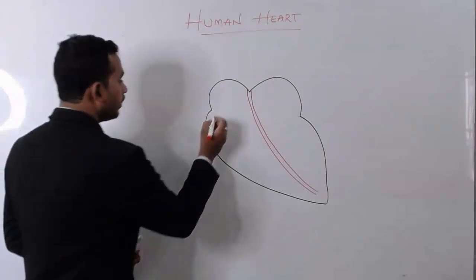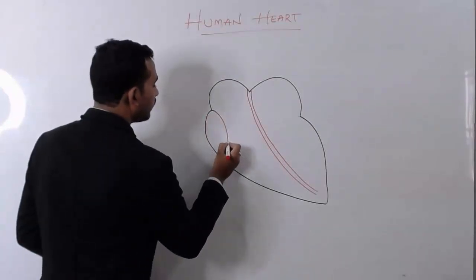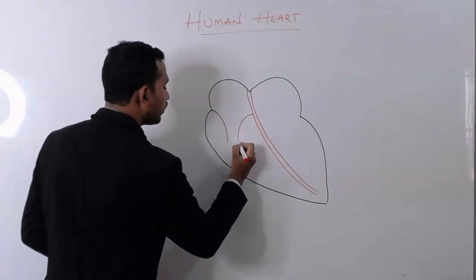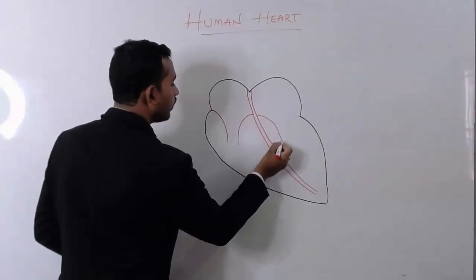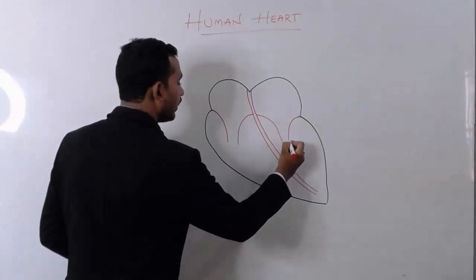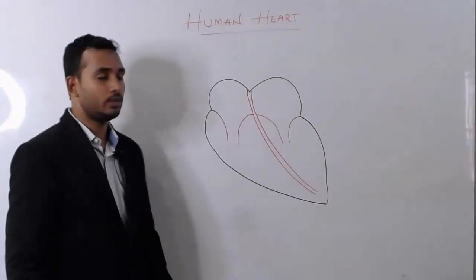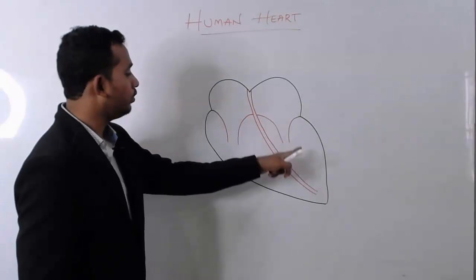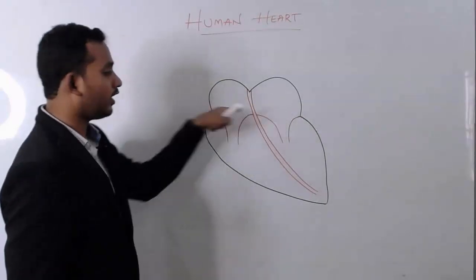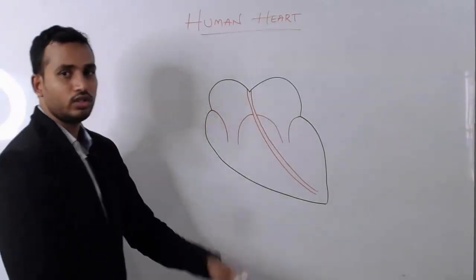Okay. Then after this, one chamber like this, again one more line like this, one more line like this, and again one more line like this. Now we can see this heart is having 4 chambers. 1, 2, 3, 4. Totally we have a 4 chamber heart.